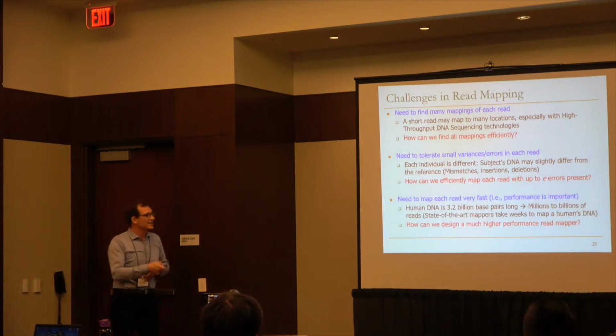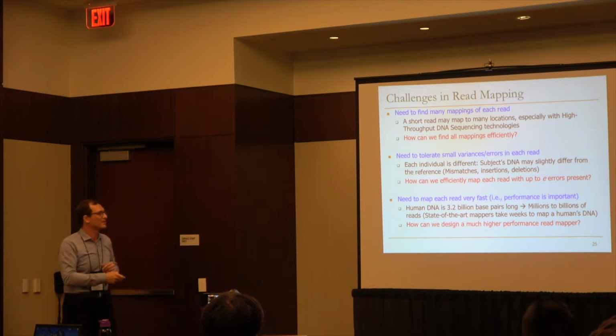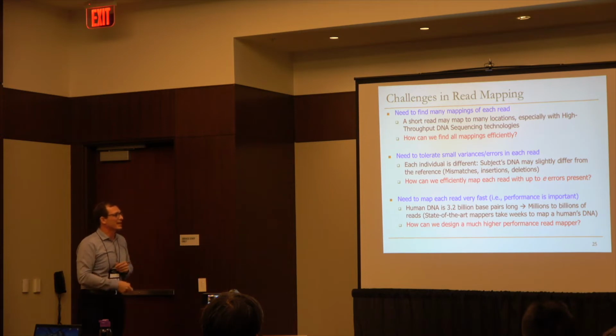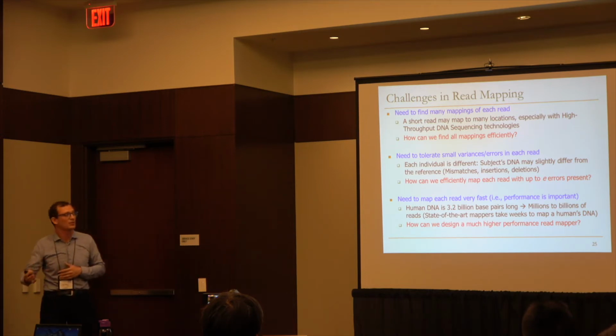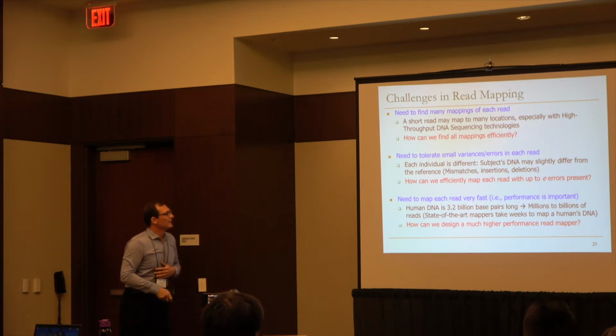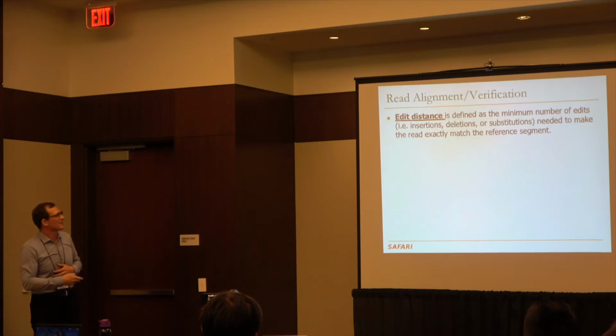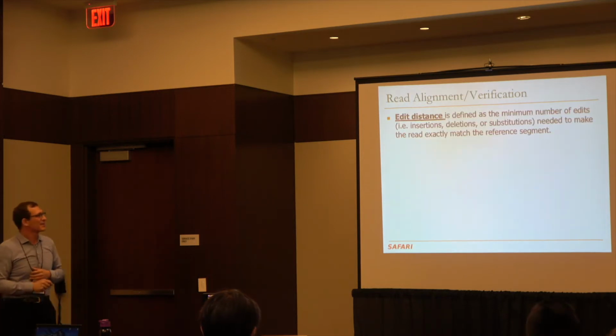Performance is important. As I said, human DNA is about 3.2 billion base pairs long. And if you do the amplification, you get billions of reads. And state-of-the-art mappers actually take weeks to map a human's DNA, especially if E is high. So how can we design a much higher performance read mapper? So we're going to tackle some of these questions. But it all boils down to this read alignment that was discussed earlier.